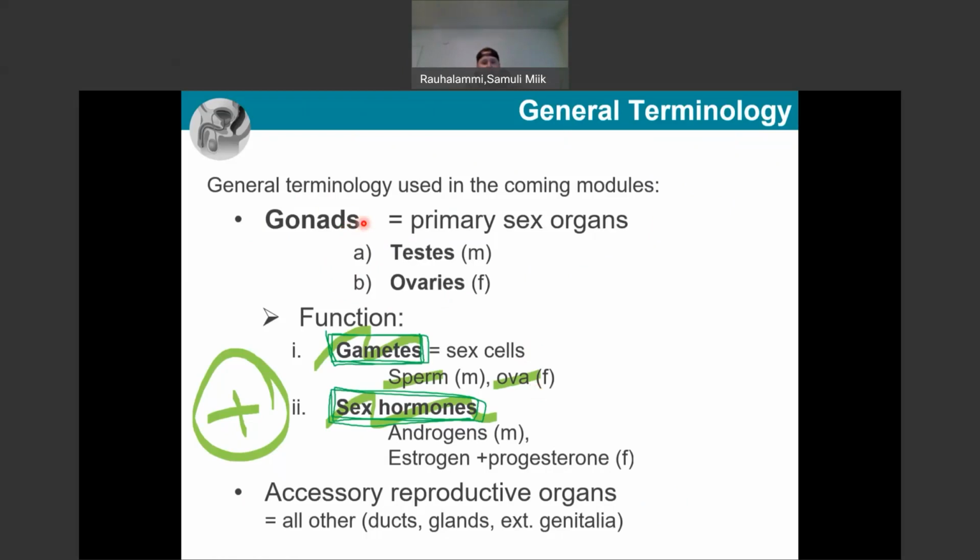But producing the sex cell is not the only function of our gonads. In addition, gonads produce important sex hormones, and we'll be having a look at those sex hormones and the effects of those sex hormones as well in today's short visit of these systems.